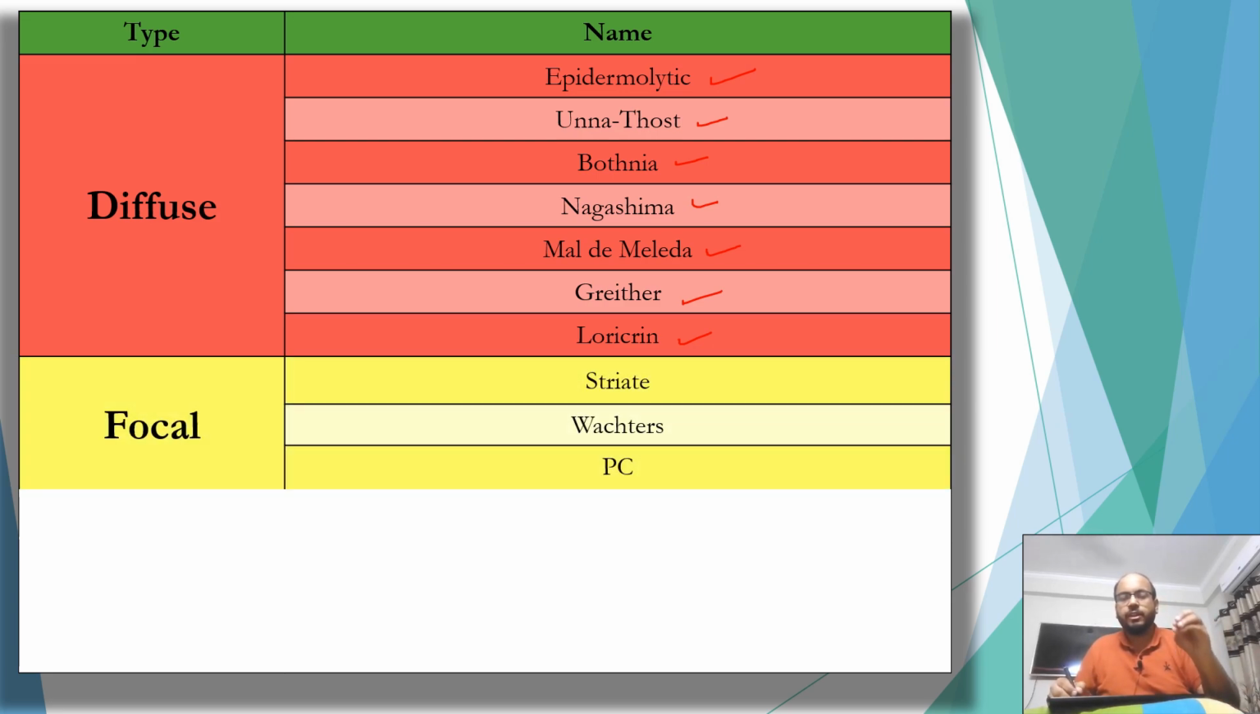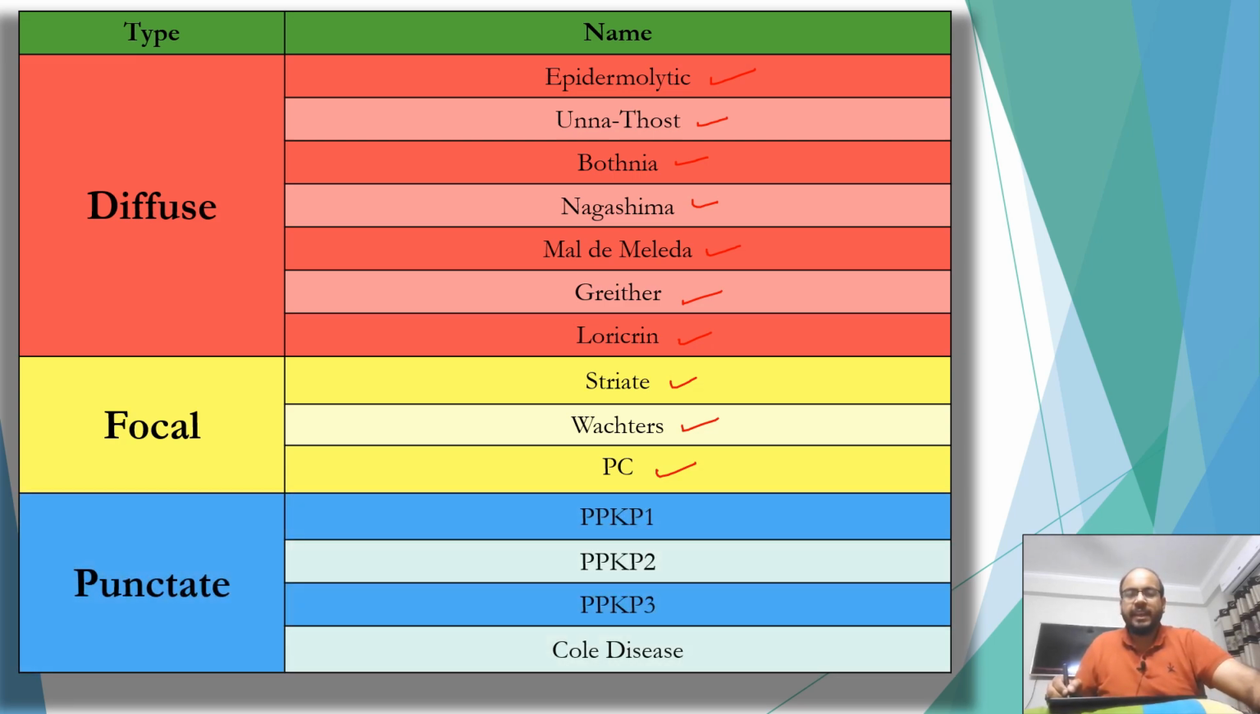In focal keratoderma, when you have localized lesions, you have the striate keratoderma, Wachters' keratoderma, which is a variant of striate keratoderma, and Pachyonychia congenita. Clear? In the punctate one, where you have pinpoint lesions, you have Palmoplantar Keratoderma punctata type 1. Then you have the spinous or type 2, or you have the marginal or type 3. An additional fourth disorder that shows punctate keratoderma is Cole disease. And in this lecture, we will discuss all of them in detail. So let's move ahead.